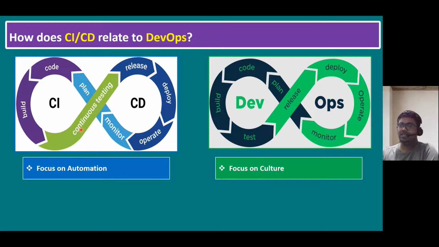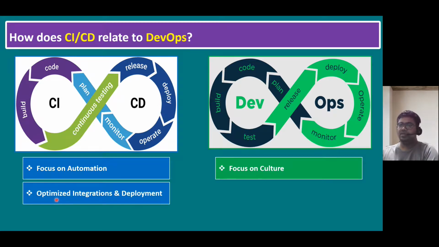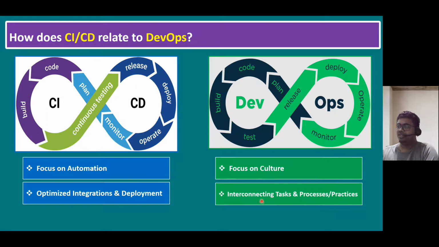The only thing is, CI/CD has automation tools like vRealize Automation, or we can use any third-party automation tools. Another scenario specific to CI/CD is optimized integration and deployment. When it comes to DevOps, it's specifically interconnecting tasks, processes and practices, so integrating the development team and the operations team. And here it's the same when it comes to CI/CD.